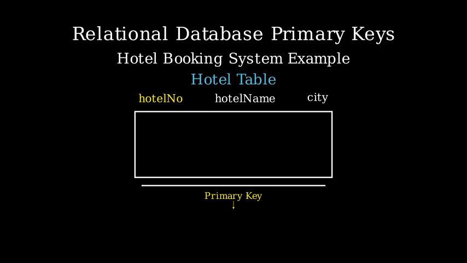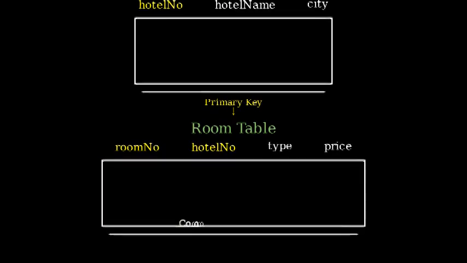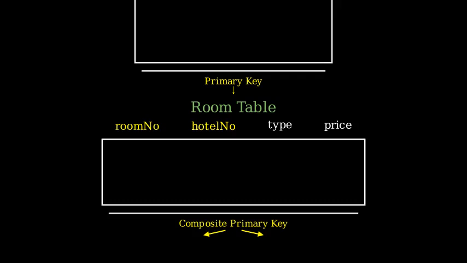Next is the room table. It has four columns: roomNo, hotelNo, type, and price. Here, the primary key is a combination of roomNo and hotelNo, which together uniquely identify each room across all hotels.